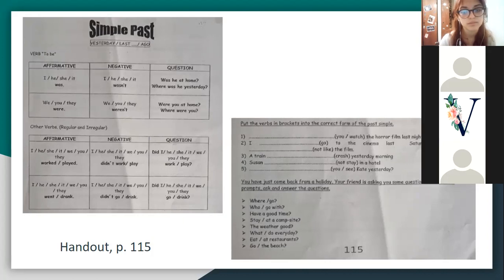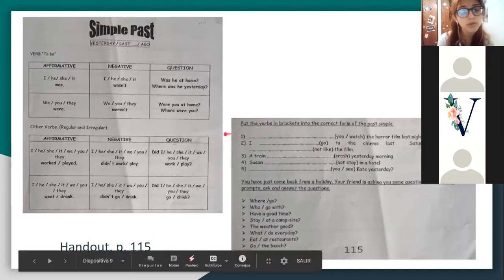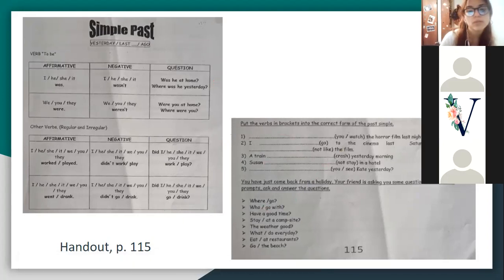I went to the cinema last Saturday, but I didn't like the film. I went, but I didn't like. Yes, very good. This one is actually easier because you only have to use simple past. Only the simple past. So let's see, Belu, number 3.